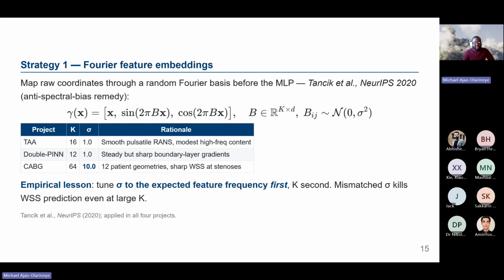For three of the projects, the Fourier feature embeddings were adaptively selected and tuned to the expected feature frequency of the specific data. And mismatching the alpha part of it kills whatever wall shear stress prediction you get at the end of it.